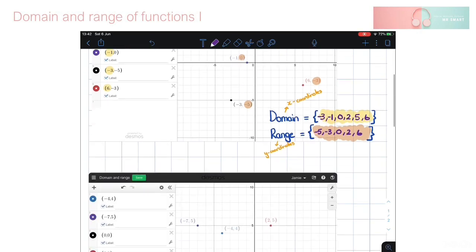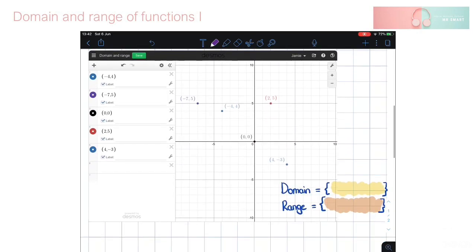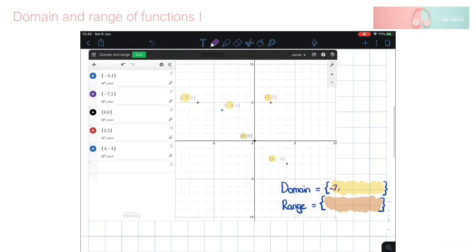Okay, so second example then. Let's take a look at this set of points. So again, we're going to identify the x coordinates. So let's do that on the graph this time. We've got -7, -4, we've got a 0, a 2 and a 4. So in order then, -7, -4, 0, 2 and 4.